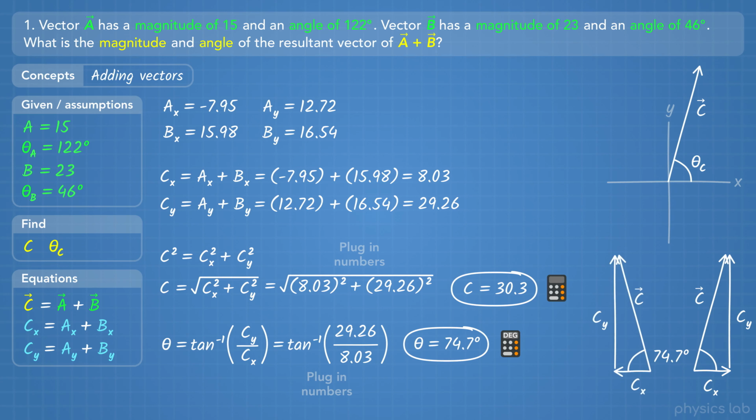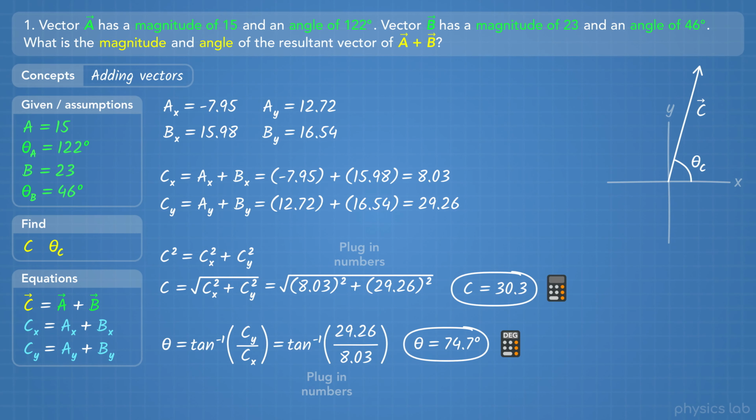If Cx was negative, then the vector would point to the left, and we'd have to find 180 degrees minus the 74.7 degrees to find the conventional angle. So that's how we would solve this type of problem, which involves adding two vectors and using conventional angles relative to the positive x-axis. We had to really keep track of our angles and our positive and negative signs, but as we'll see, some vector problems are a lot simpler.